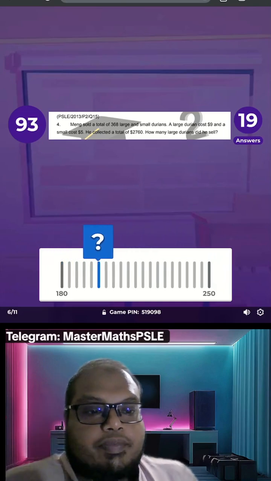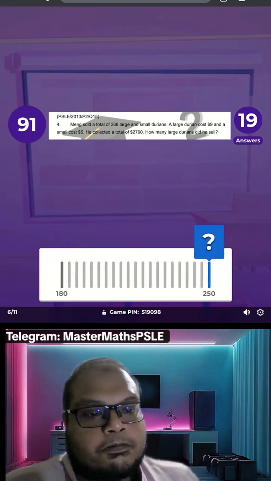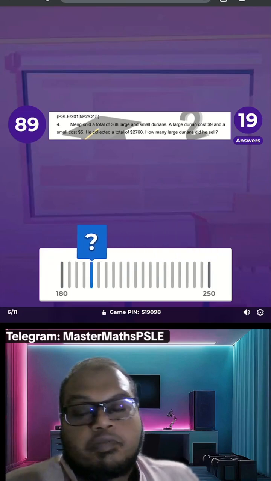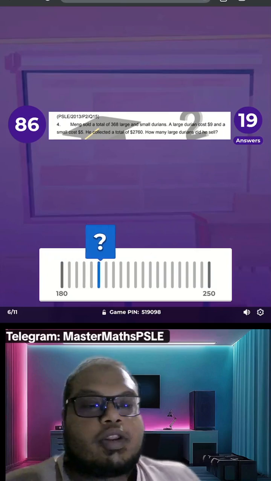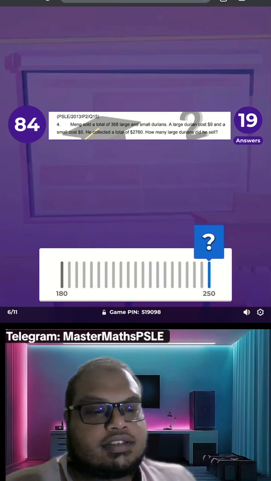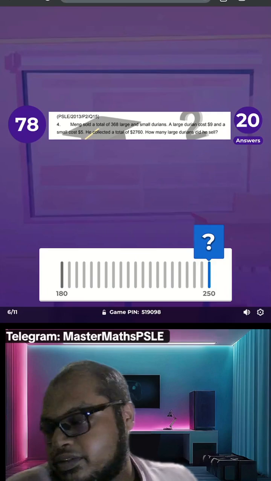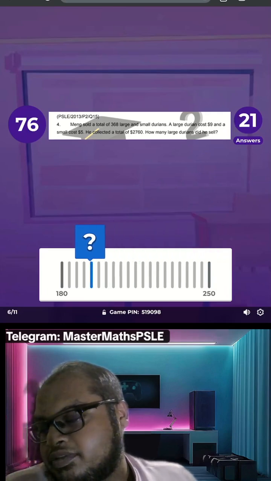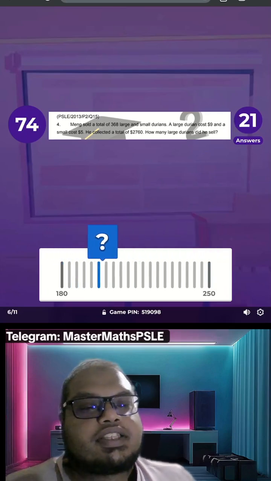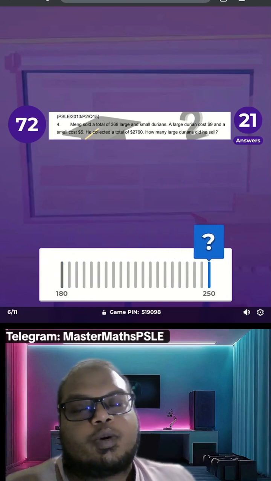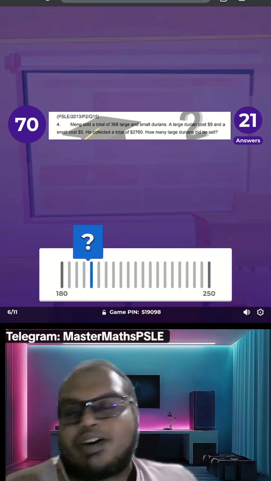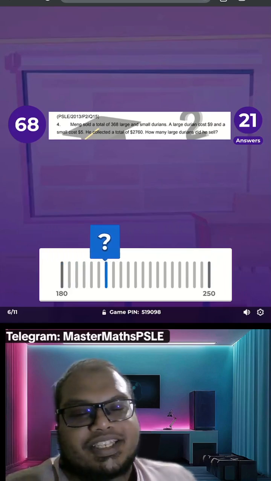Okay, 1.5 minutes more. You accidentally slid to the wrong answer, is it? Alright, if the slider will cause people to slide to the wrong answer, then I'll probably not do this again.